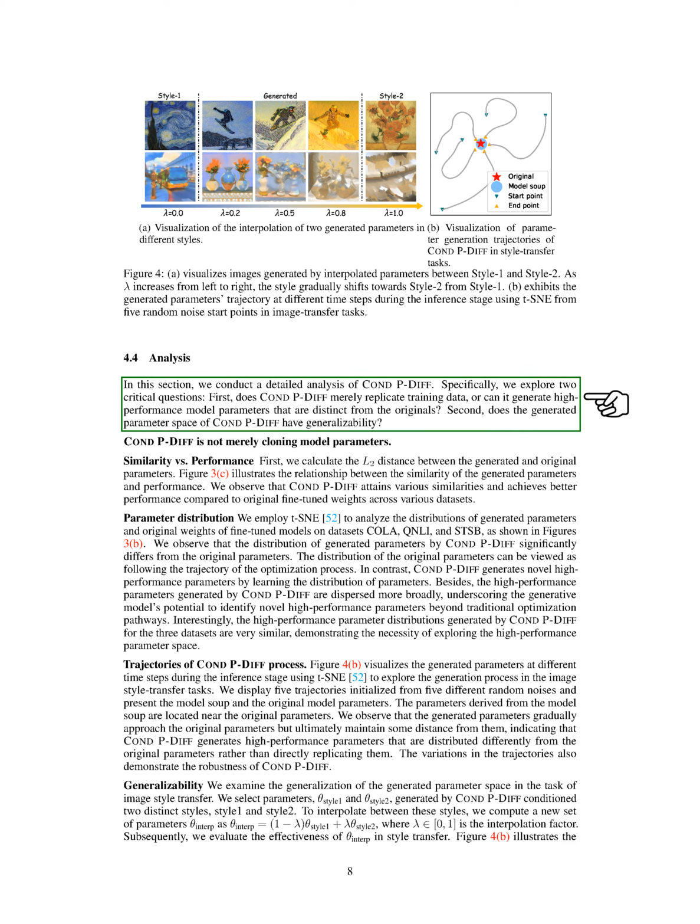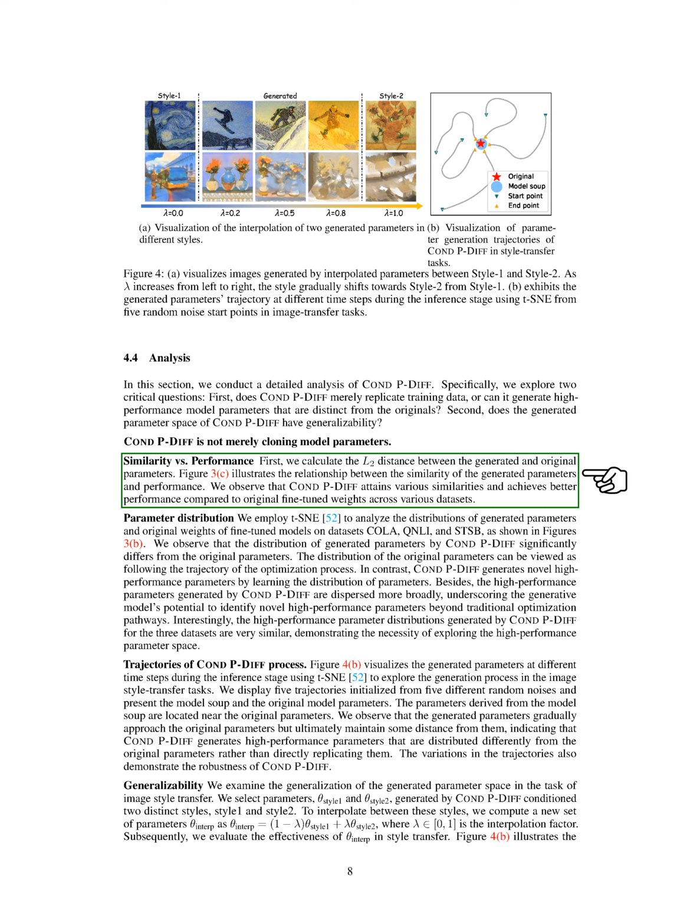We then analyze COND P-DIFF in detail, addressing 2 key questions: whether it simply replicates training data or generates distinct high-performance parameters, and whether the generated parameter space is generalizable. We calculate the distance between generated and original parameters and observe that COND P-DIFF achieves better performance across various datasets while maintaining different similarities compared to the original weights.